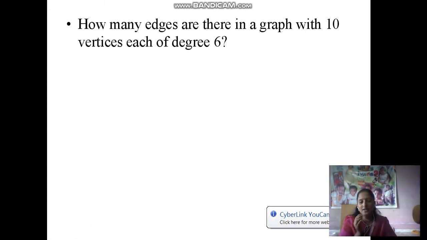How many edges are there in the graph with 10 vertices of degree 6? Again, I am reading the example. How many edges are there in a graph with 10 vertices, each of degree 6? That is, the graph contains 10 vertices and each of degree 6 means what? Degree of the vertex means number of edges incident on that vertex.